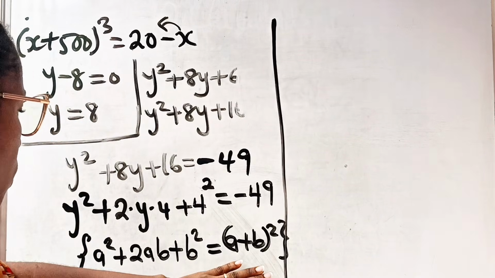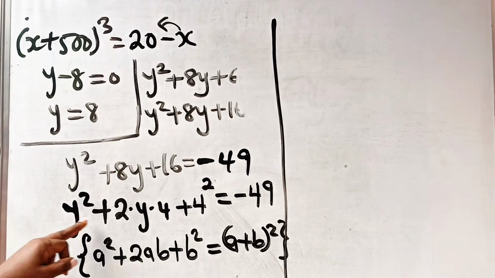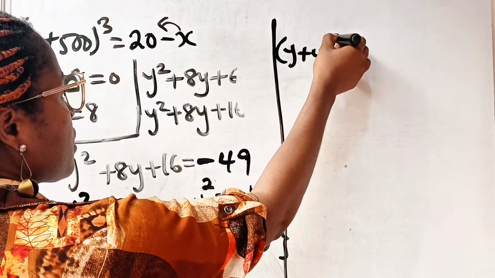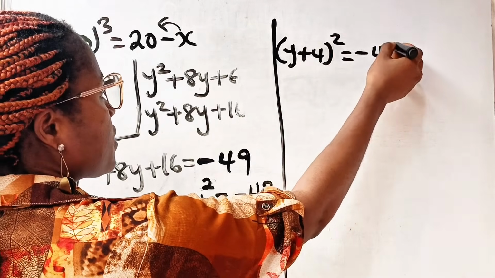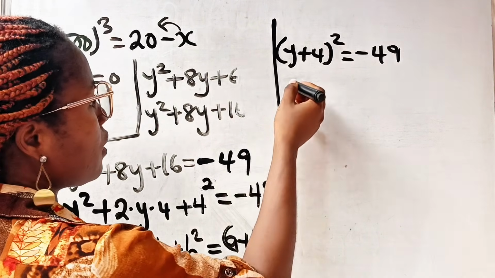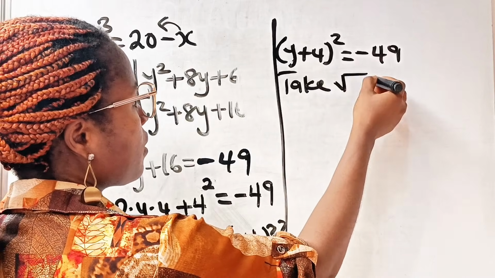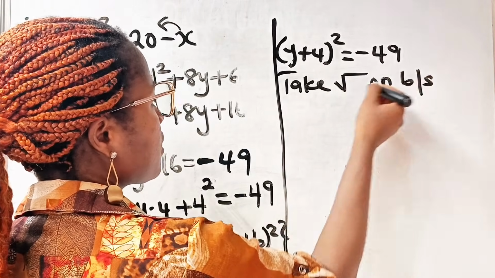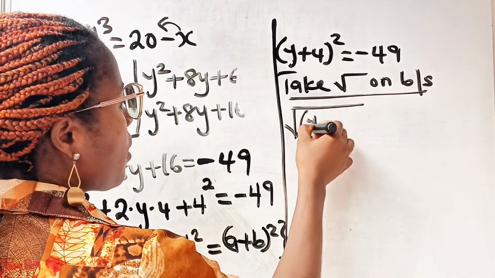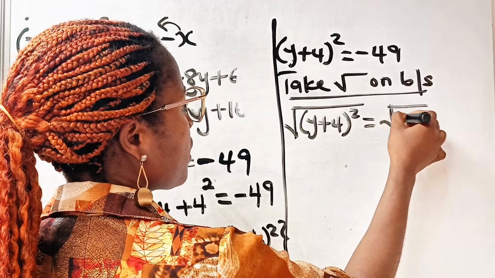So at this point, that means the whole of this is y plus 4, right? So we have y plus 4 squared is equal to negative 49. Take the square root of both sides because we need to get y. So we have the square root of y plus 4 squared is equal to the square root of negative 49.